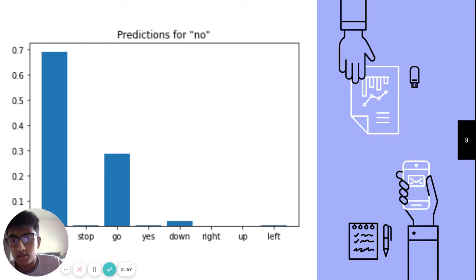And finally, this is an example of how my model predicted. As you can see, it got a little bit confused with go and no because they sound pretty similar. But other than that, it was pretty effective as it wasn't really guessing the other words.